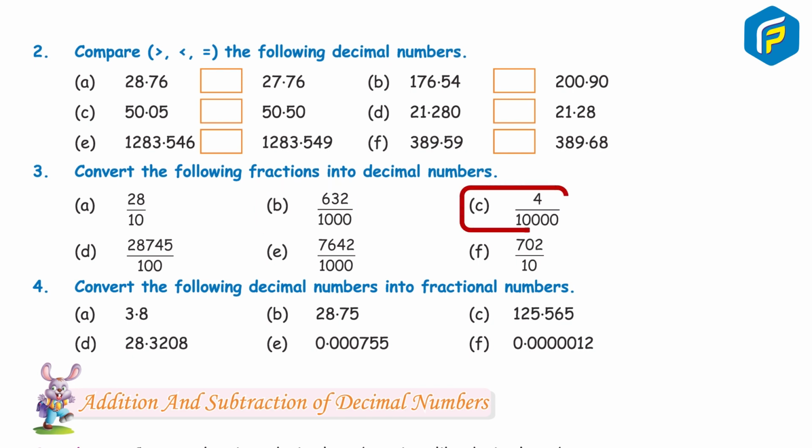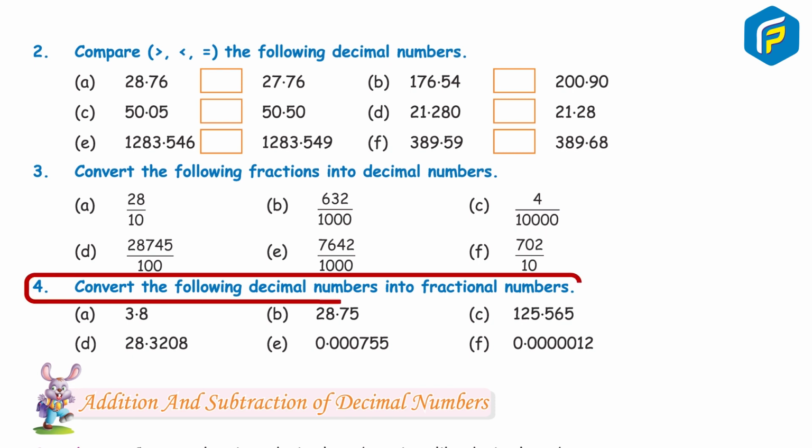C. 4 upon 10,000, 0.004. D. 28745 upon 100, 287.45. E. 7642 upon 1000, 7.642. F. 702 upon 10, 70.2.